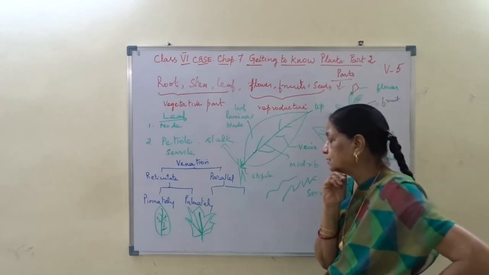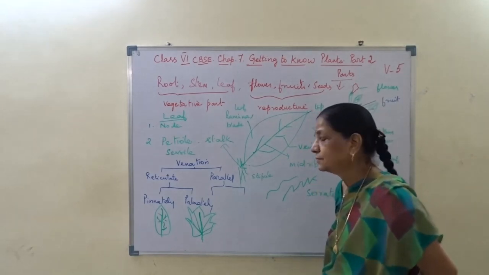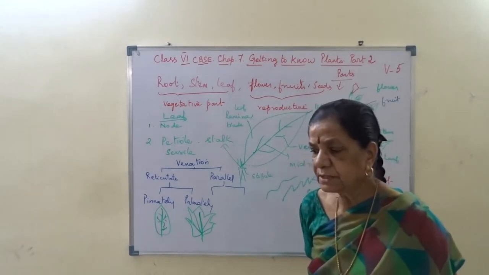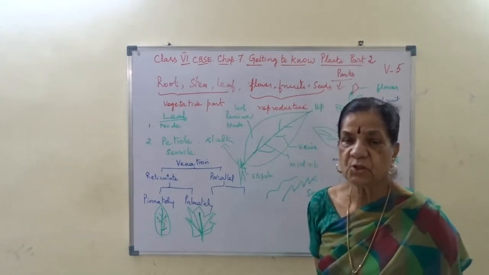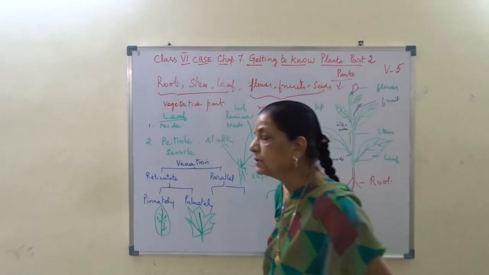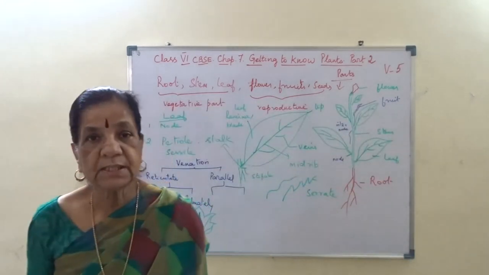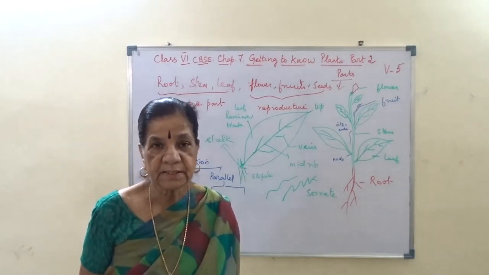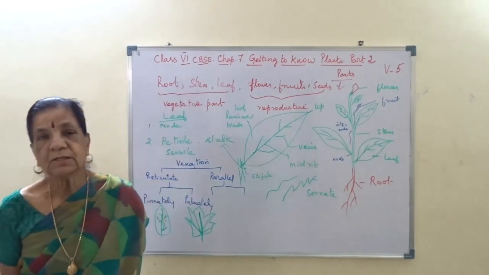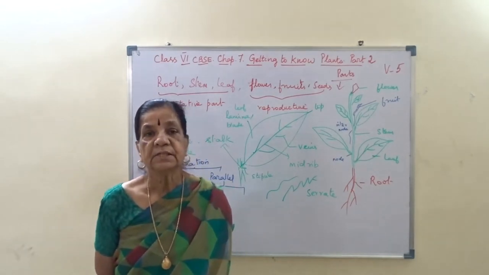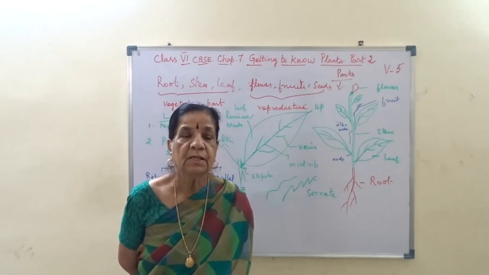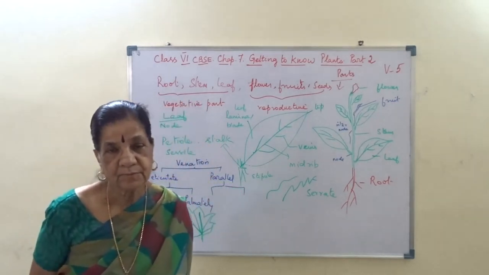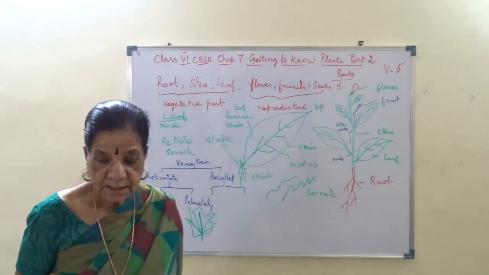So what is the definition for venation? Venation is the arrangement of veins on the leaf. It is of two types, reticulate venation and parallel venation. When the veins form a network structure, it is called reticulate venation, and when the veins run parallel to each other, it is called parallel venation. I hope you understand.